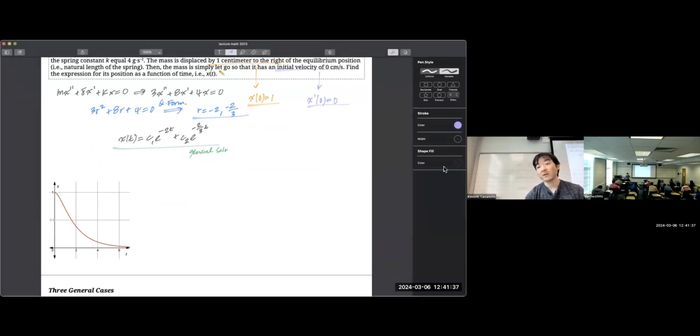We're going to have to take the derivative of this to apply the purple conditions. So I'll go ahead and do that right now and say x prime of t. Just the chain rule, so it's going to be -2 C1 e to the -2t.